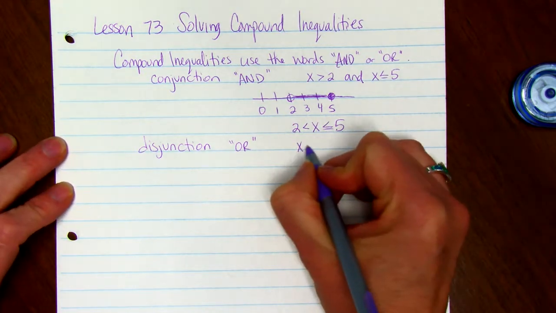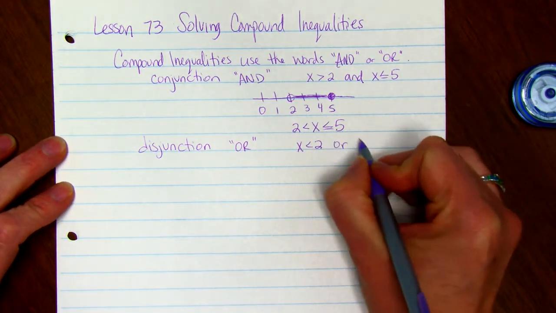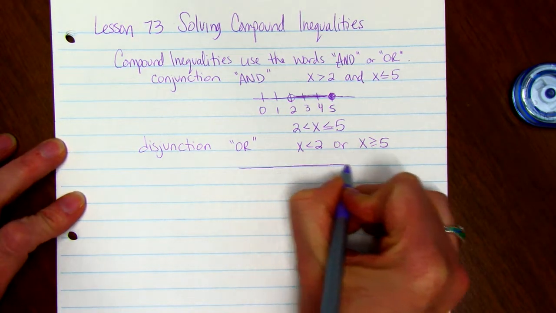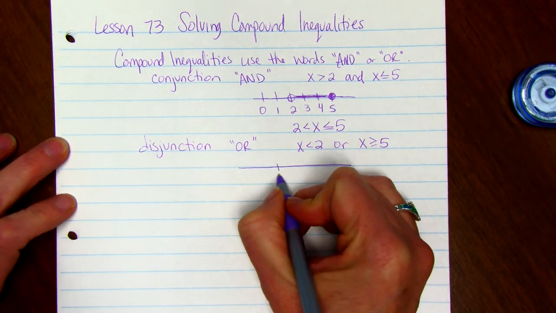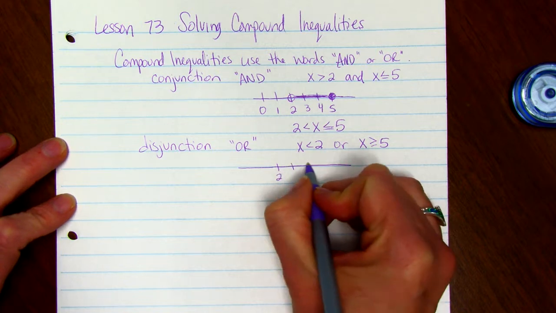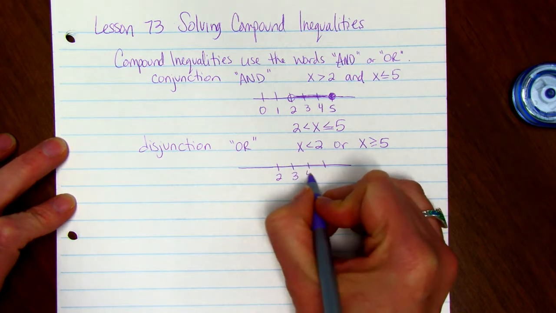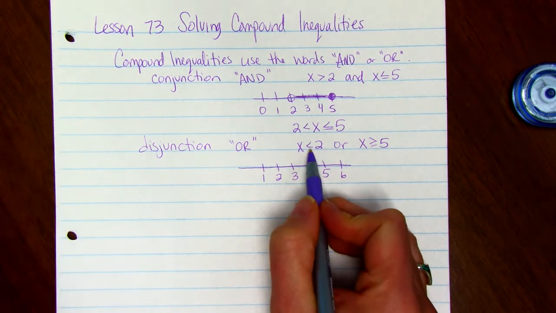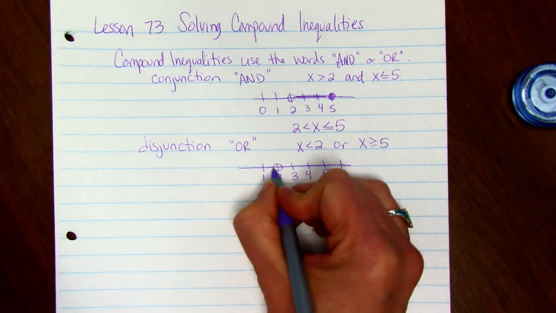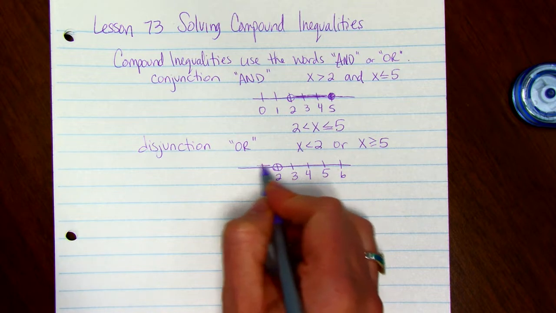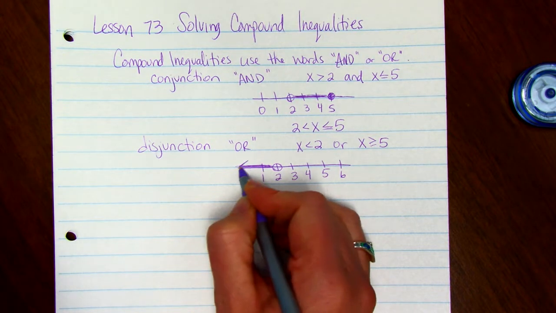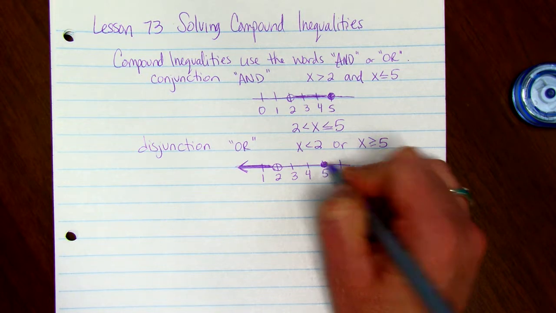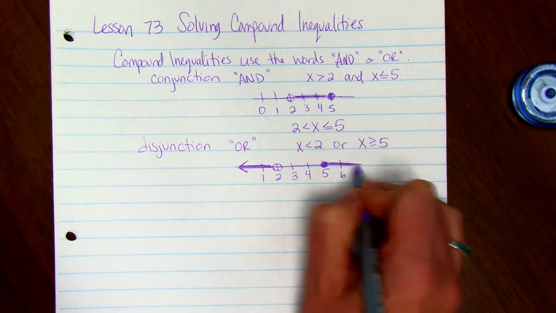So if we had x is less than 2 or x is greater than or equal to 5. It's or because you can't have one answer that satisfies both of those. So x is less than 2, we put an open circle on 2, and we pick numbers that are smaller, it goes this way. Or x is going to be greater than or equal to 5. So closed circle, and it goes to the right.